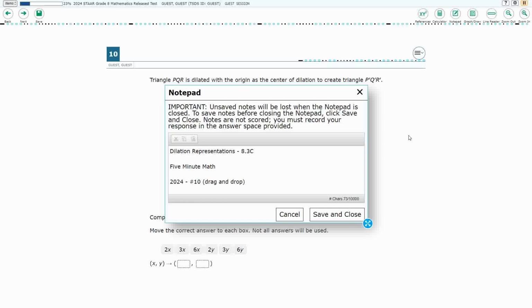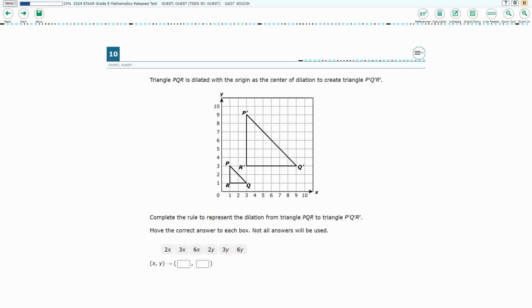Today we are looking at the 8th grade concept of dilation representations. This is standard 8.3c in the great state of Texas, and we are using item number 10 of the 2024 released STAAR test. This is a new item type called drag and drop, and if you have not done so already, please go ahead and take a moment to pause the video, work this problem out on your own, unpause it. We will look at our answers together.